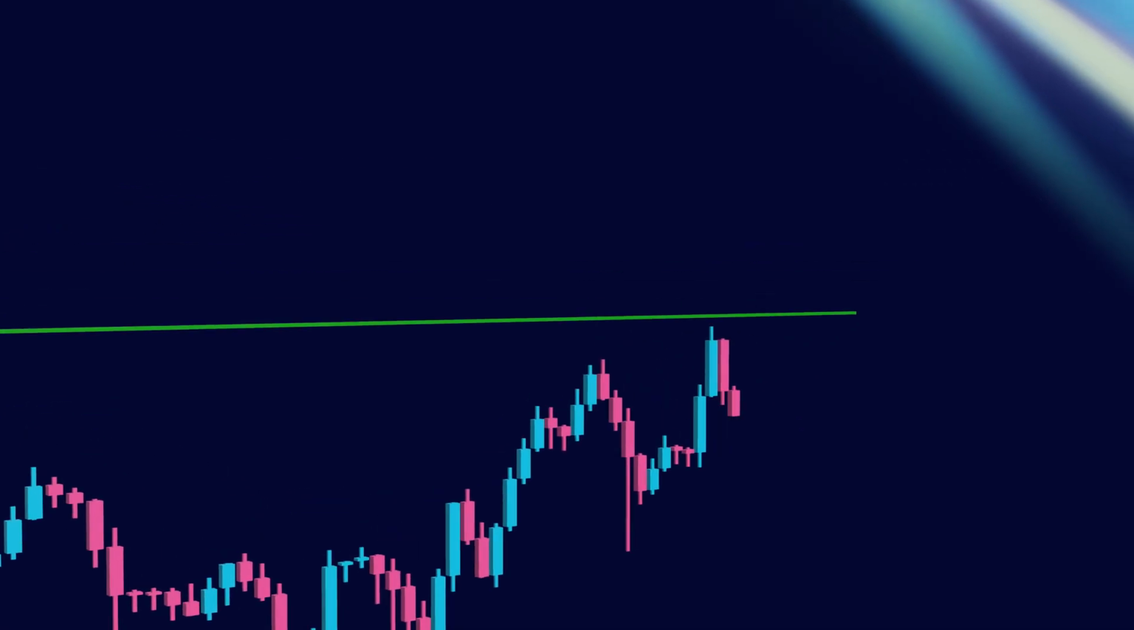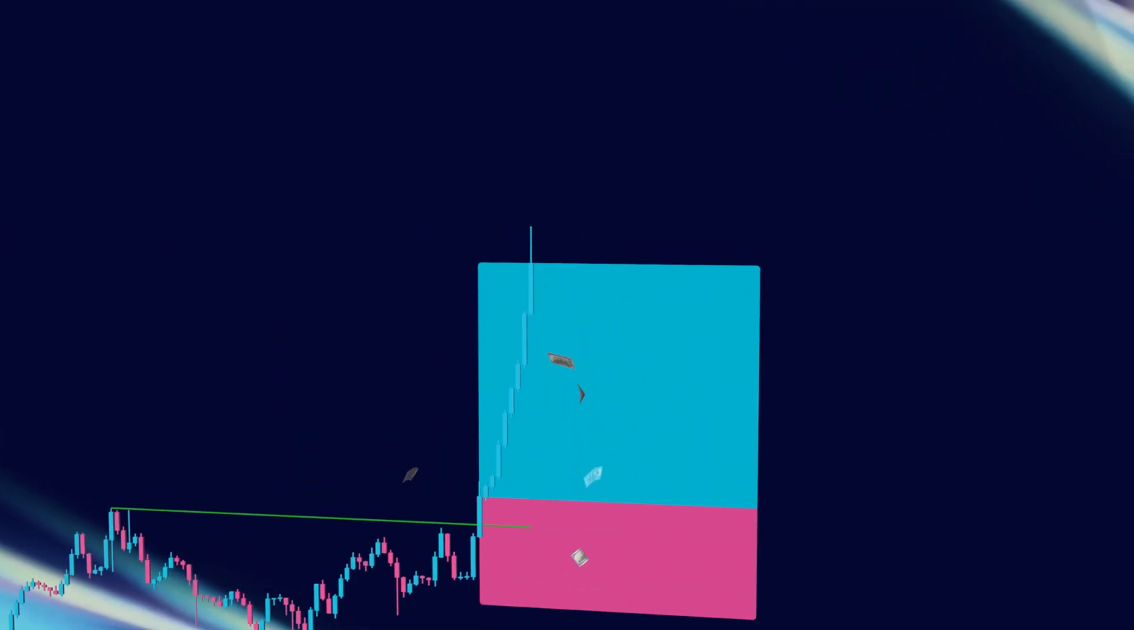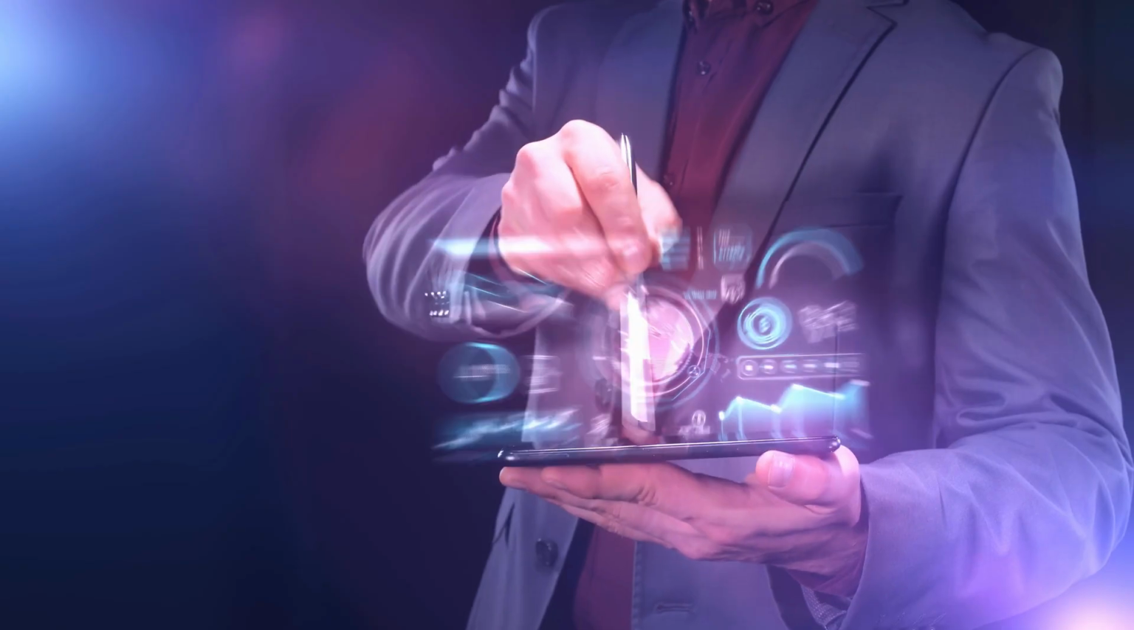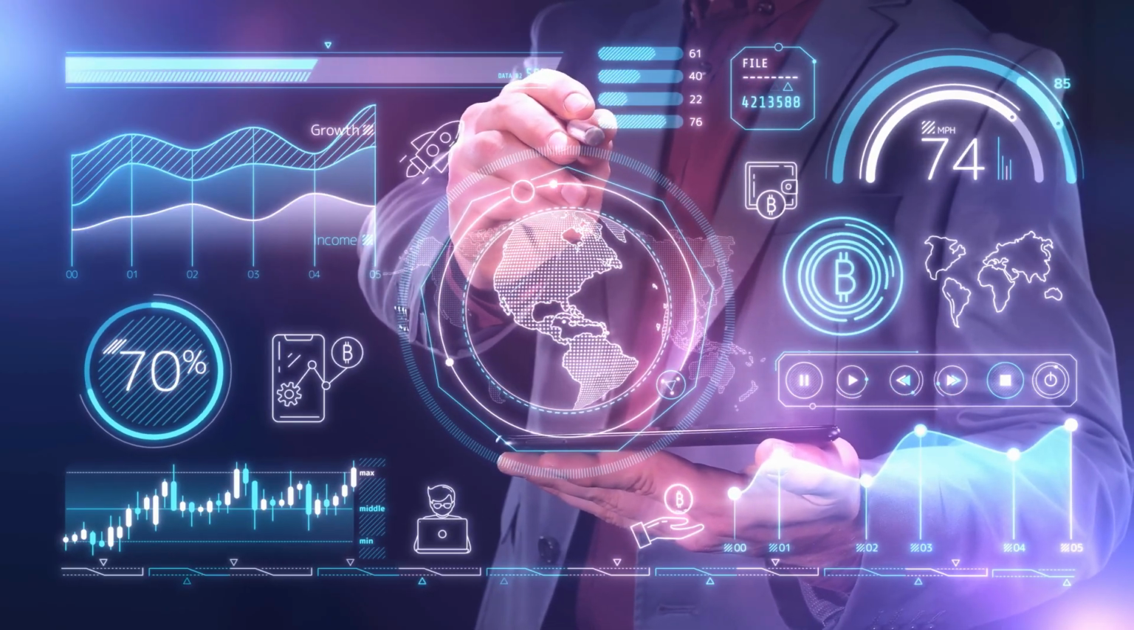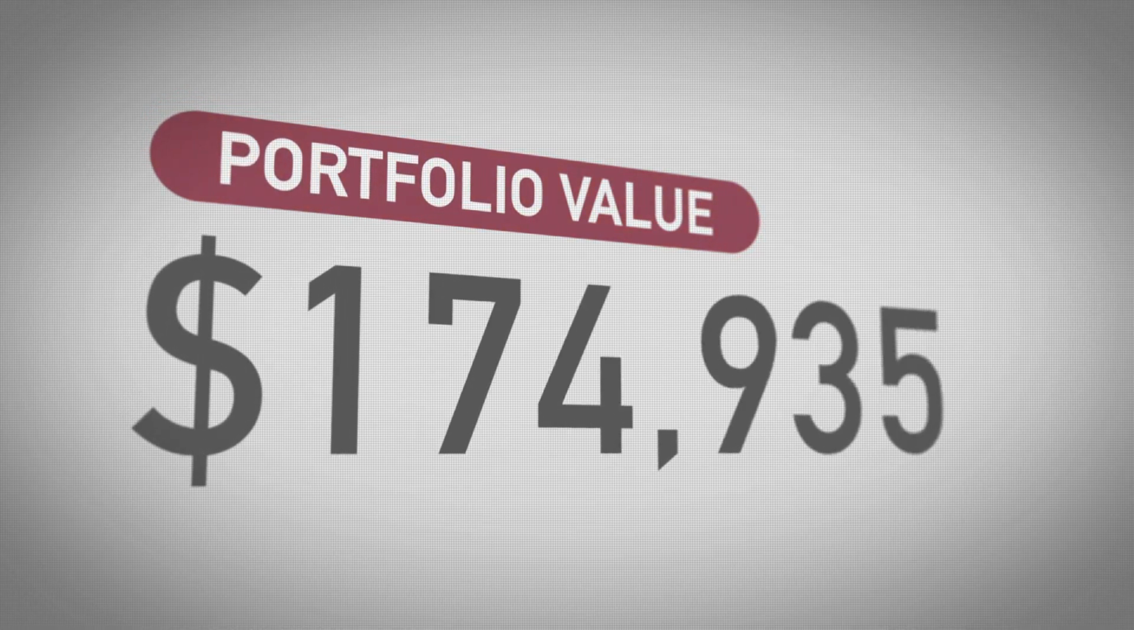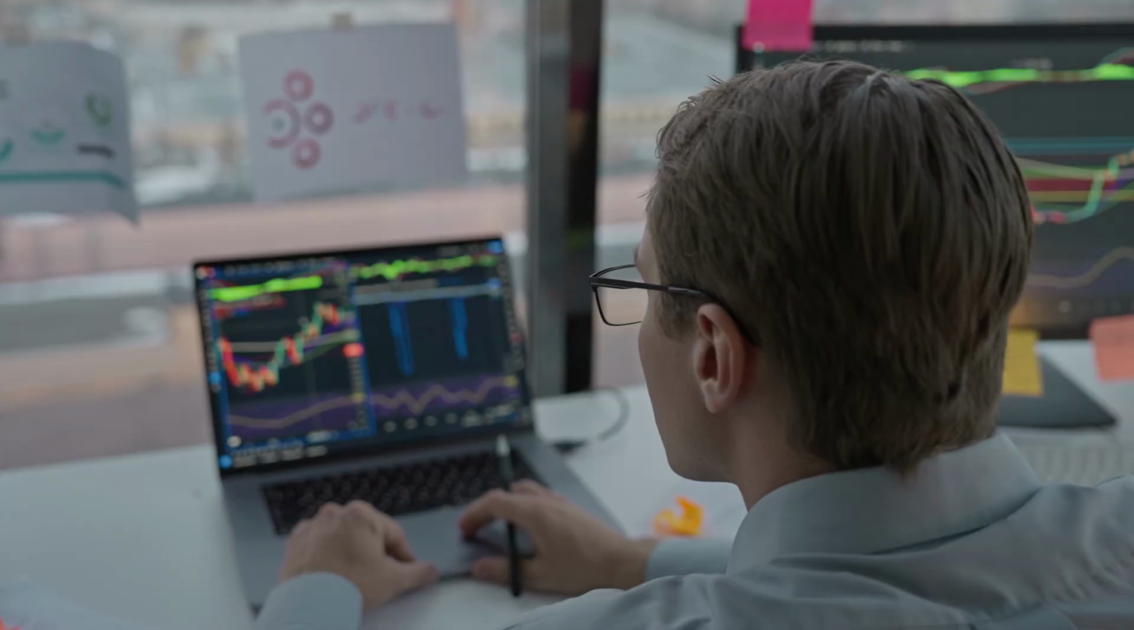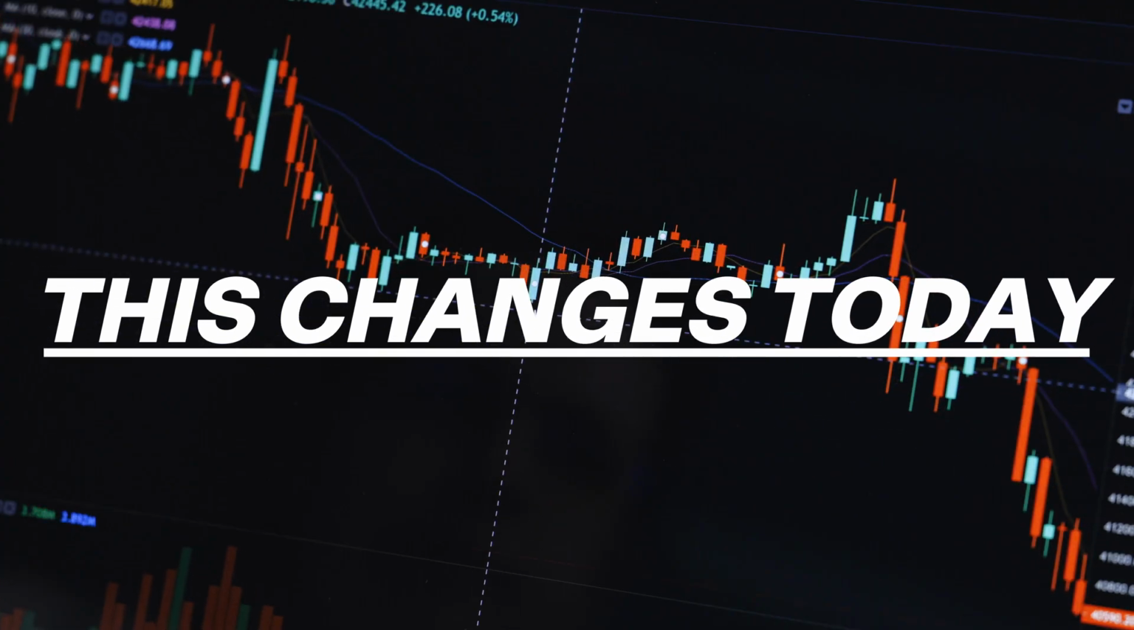Crypto bull markets are rife with opportunity. Everyone knows this, but few know how to scan for the best altcoin setups and extract as much value as possible from these markets. If this applies to you, this changes today.